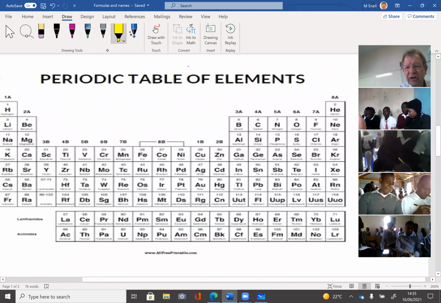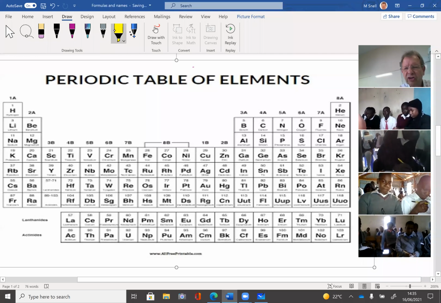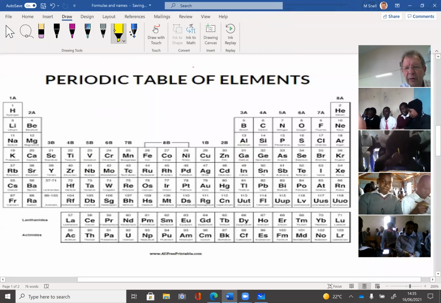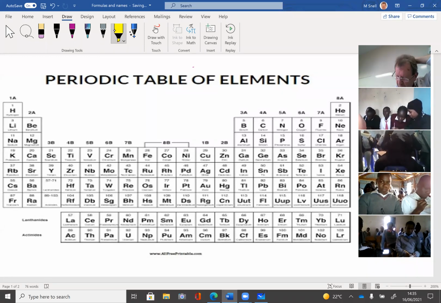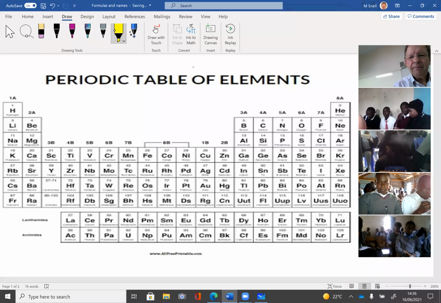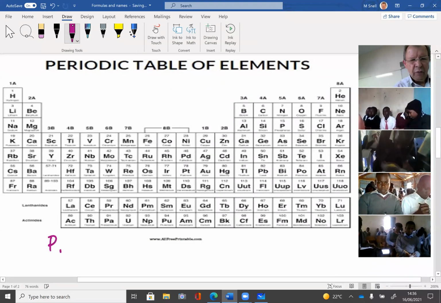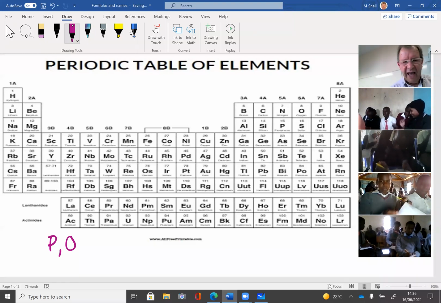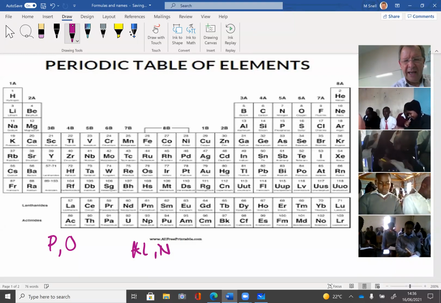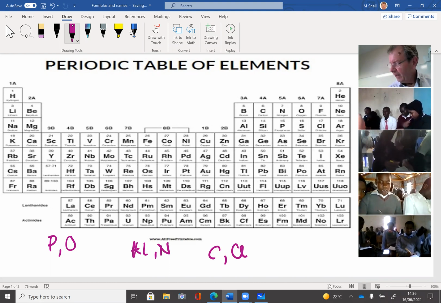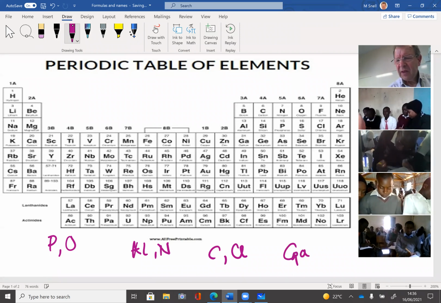Okay, so from this, you should be able to find, you just look and you go, oh yeah, there's Ga, so it's in group 3, and so on, okay? So just have a few moments, seeing if you can work those out. If you are not sure, I will write on here so that you can see which pairs they are. It was P and O, it was Al and N, it was C and Cl, and it was Ga and O.